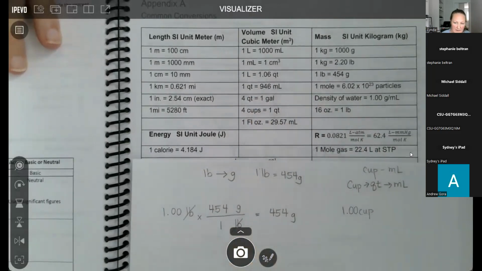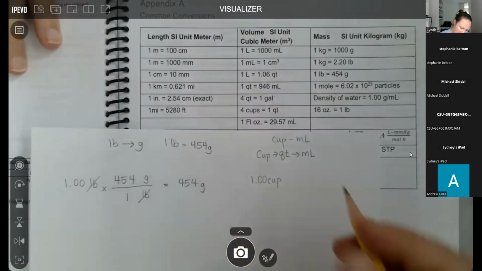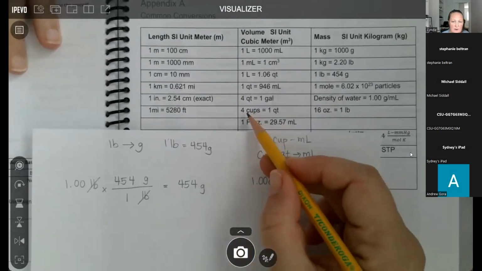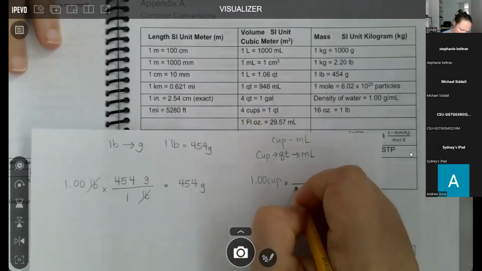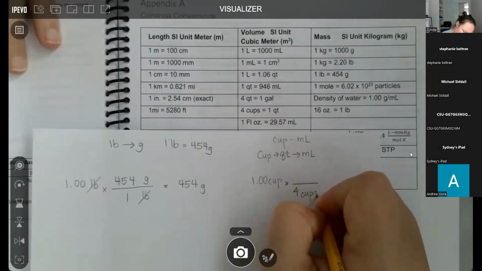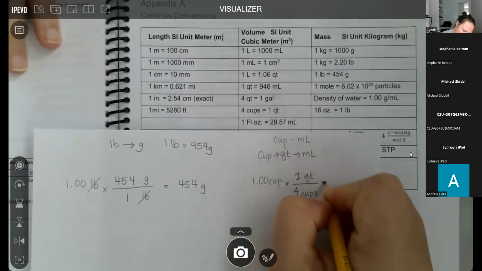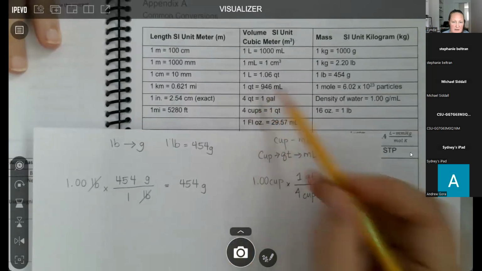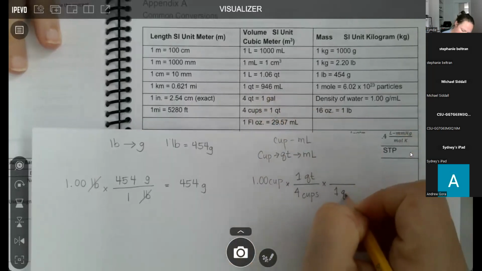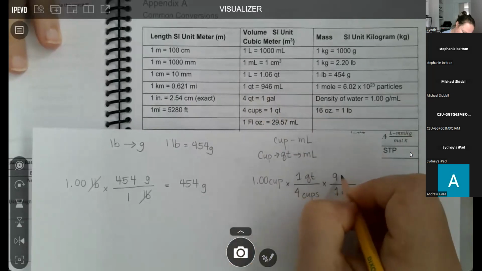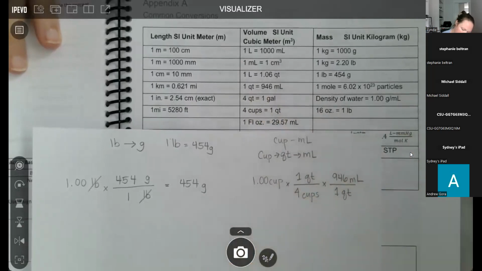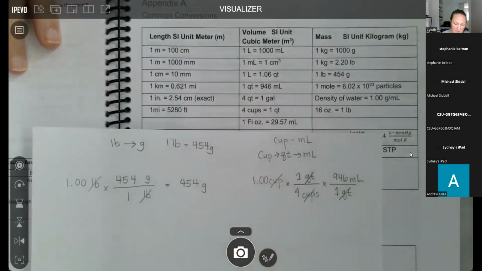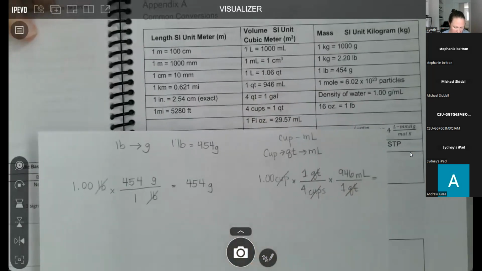And so I can just use these directly. So 1 cup, I know I'm going to go to quarts first. So 4 cups in 1 quart. So 4 cups, 1 quart. And then I'm going to do quarts to milliliters. So here, 1 quart equals 946 milliliters. So my cups will cancel, my quarts will cancel, and then I'm going to have my answer.